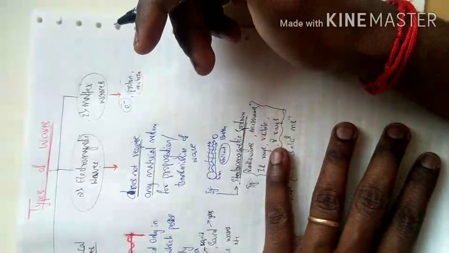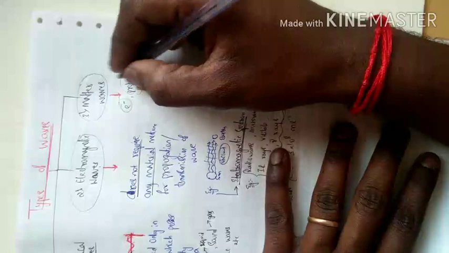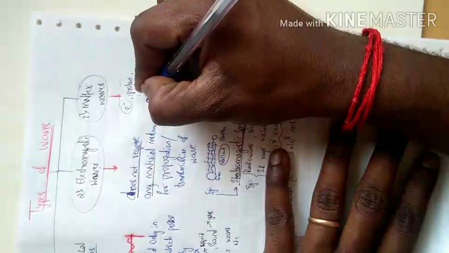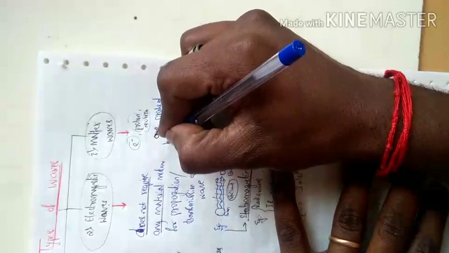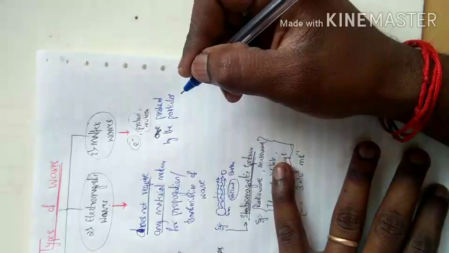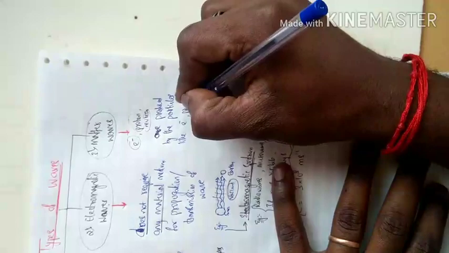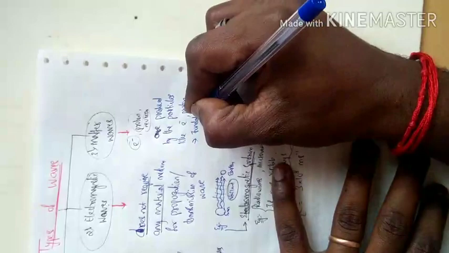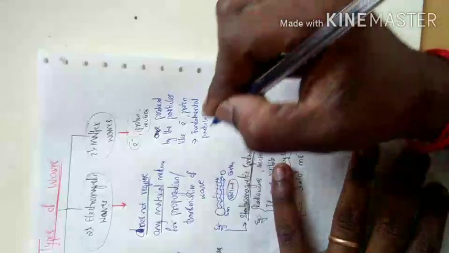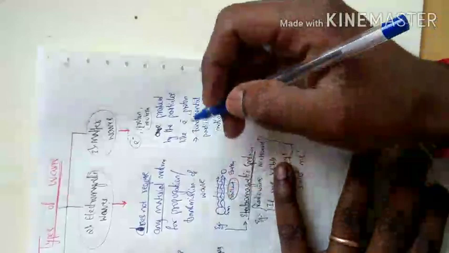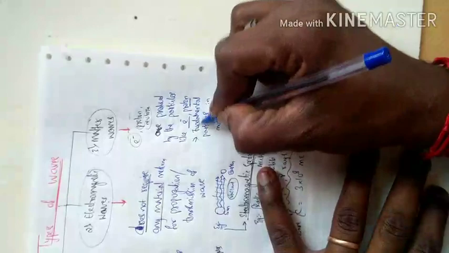What are matter waves? Matter waves are produced by particles like electron, proton, neutron and other fundamental particles, like bosons and mesons, not going into details, when all these particles are in motion. Once again, I am repeating: matter waves are produced by particles like electron, proton and fundamental particles. All these particles should be in motion.